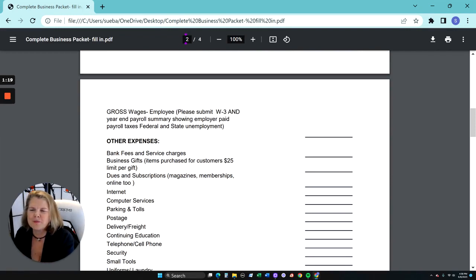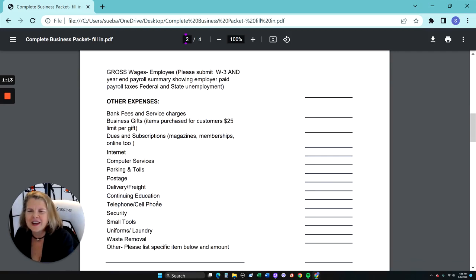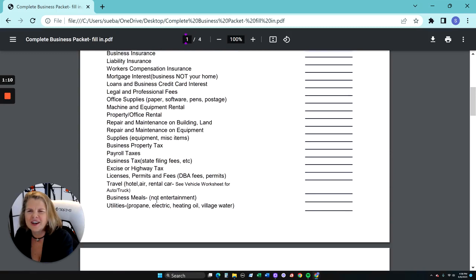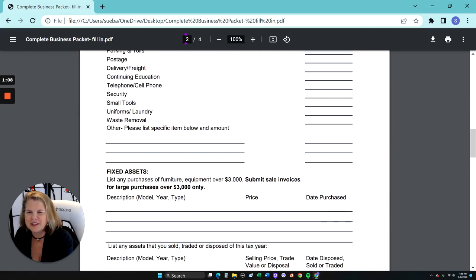Also, don't deduct miscellaneous expense. To the IRS, miscellaneous expense doesn't exist. So make sure everything has a category. And once again, these are all your different kinds of categories that you will be using.